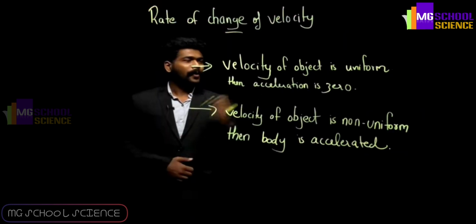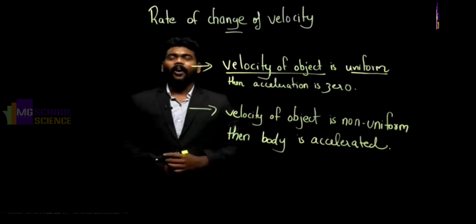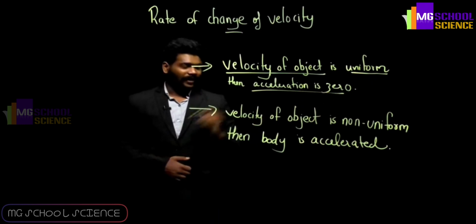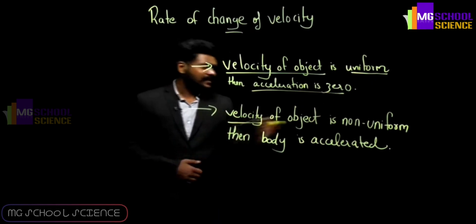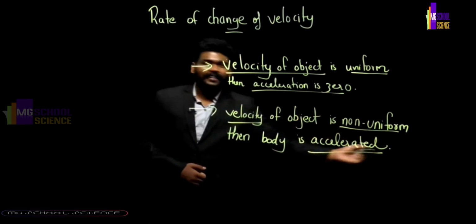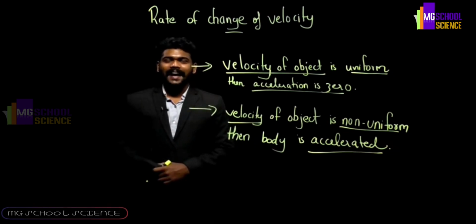Always remember this. Whenever the velocity of an object is uniform, then obviously the acceleration of the object is 0. And whenever the velocity of an object is non-uniform, then the body is accelerated. It can be positive or negative. Whenever there is a non-uniform change in velocity, then you call the body an accelerated body.